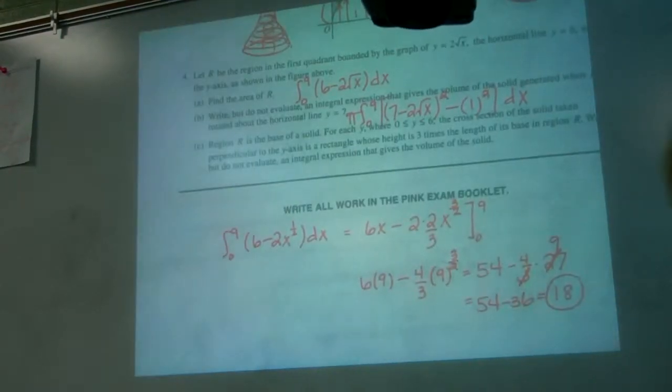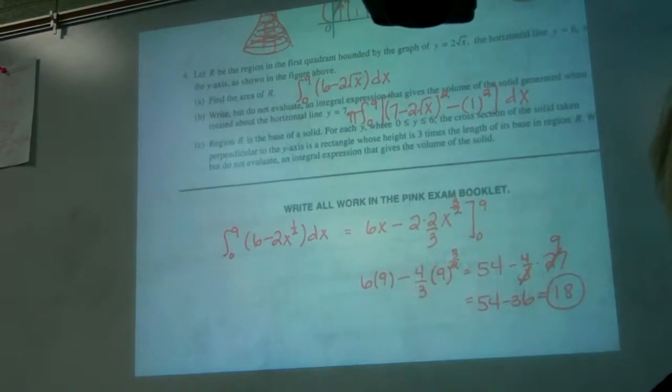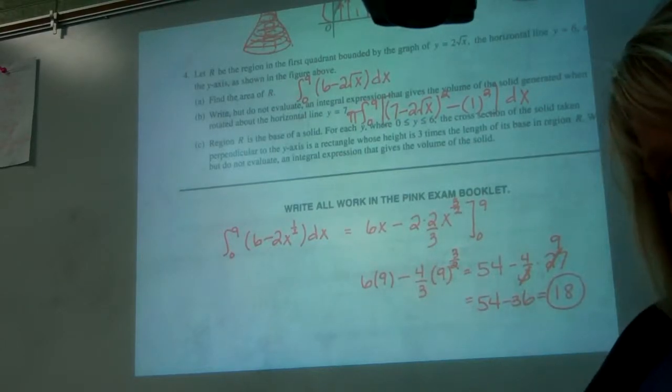Does that make sense? So you have to use 2 radiuses if there's a gap between your area and the axis that you're rotating around, which most of the time there will be. Most of the volume problems on the AP test, you're going to use washers, not discs. Okay. Last one.